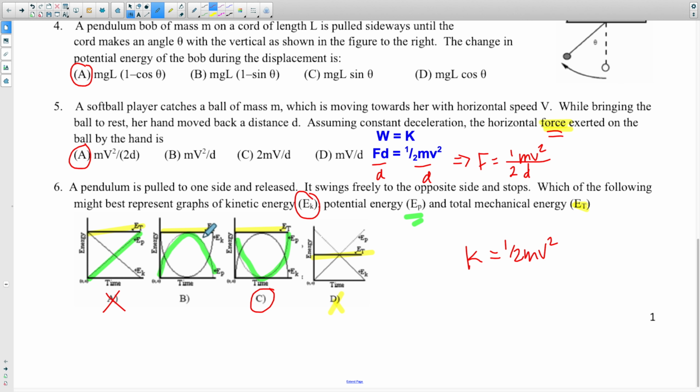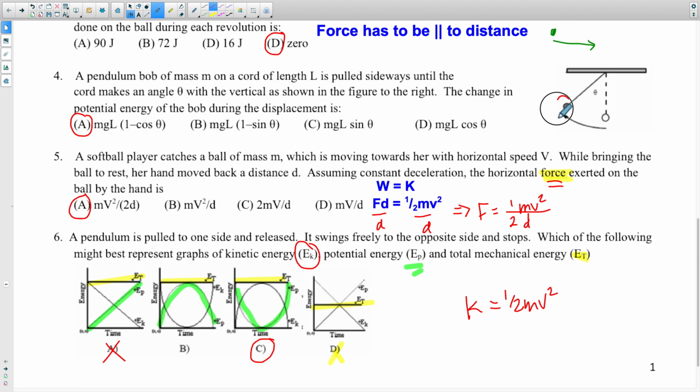As we take a look at this, a pendulum is pulled to one side and released. So the start time is like up here. I'll use this diagram up here. The start time is right here. And then it's going to go through and go to the other side. So we're talking about the start.